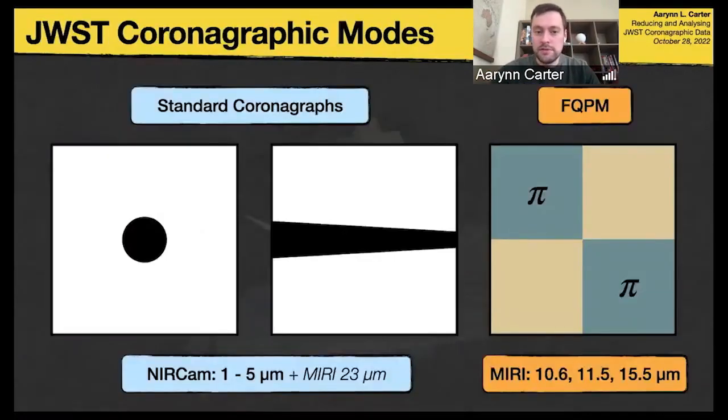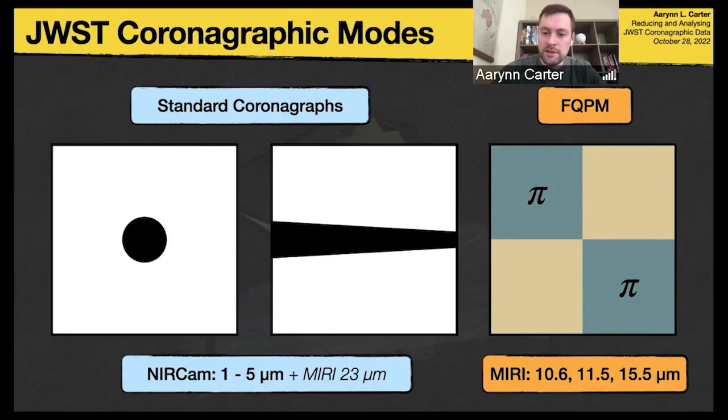So for JWST, we have a few different coronagraphs. There's these sort of standard coronagraphs, as I call them, that NIRCam has, and this one MIRI one at this 23 micron filter. And these are sort of physical obscuring elements that physically block the light from the star. And then for MIRI, we have this sort of different technology, which is this 4-quadrant phase mask.